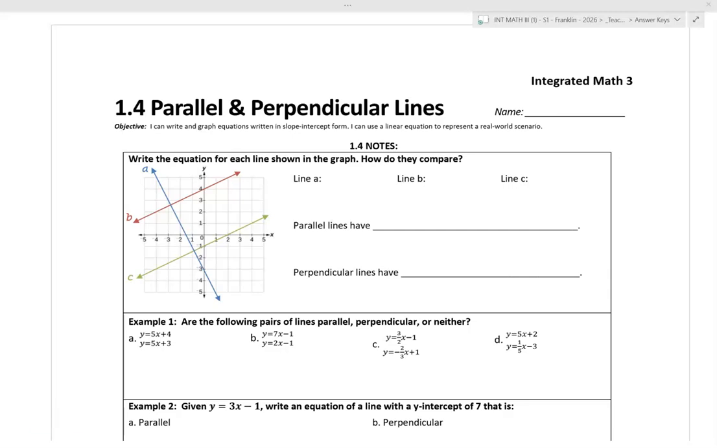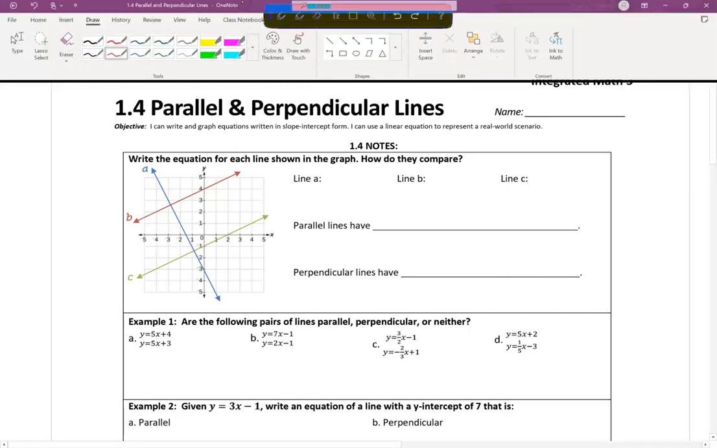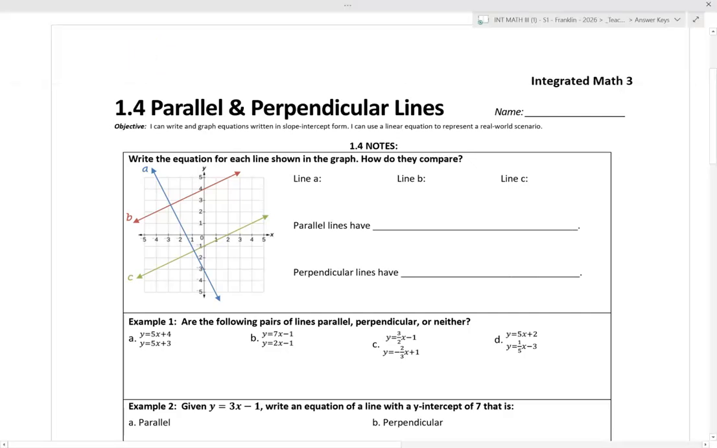All right, in these notes, we're going to take a look at parallel and perpendicular lines, specifically how to write the equations and how the equations of these lines compare to each other. And so let's take a look at this first picture here. And we're going to write an equation for each line shown in the graph.